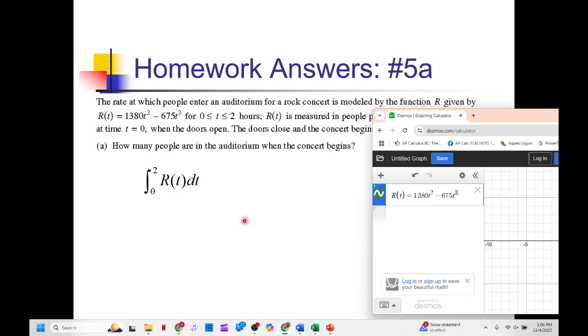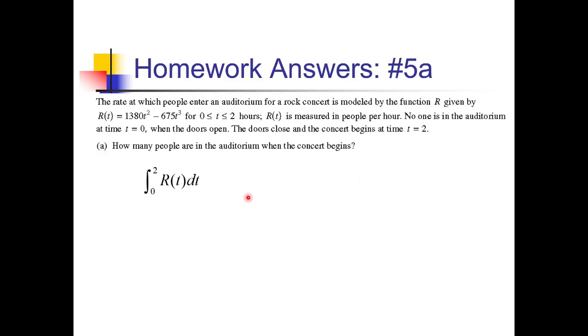That's all I actually have to write before my answer, because they've already defined R for me. And now let's just go to the calculator and do that. So int for integral, and then 0 to 2, and then big R of t dt comes out to exactly 980 people.